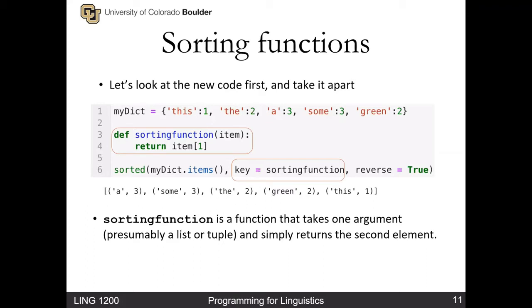Here we can see we have this key argument, and we've got a sorting function. The key argument has a sorting function name, and we can see the definition of the sorting function. The sorting function takes one argument, which is presumably a list or tuple, something with more than one element in it, and simply returns the second element of that thing that was passed as an argument. Okay, that's all that function does. It takes an element and returns the second thing in that element. So if the item that we're passing as an argument is this tuple with 'and' and 2, the function is going to return 2, which is the second thing in that tuple.